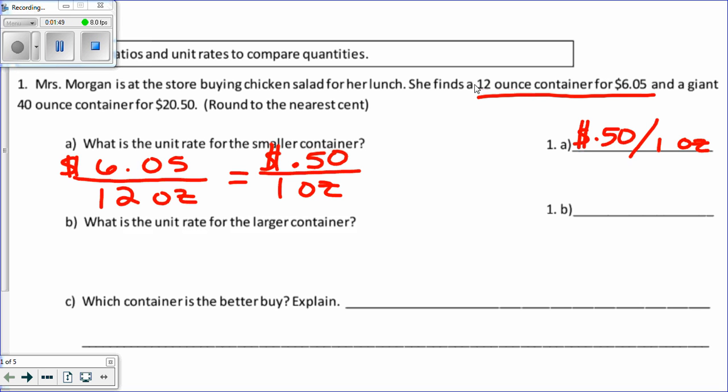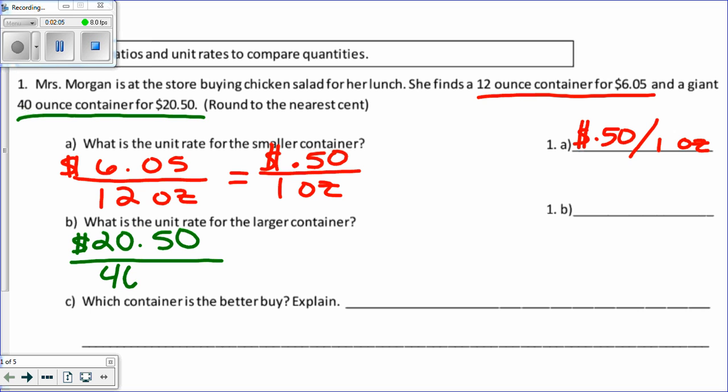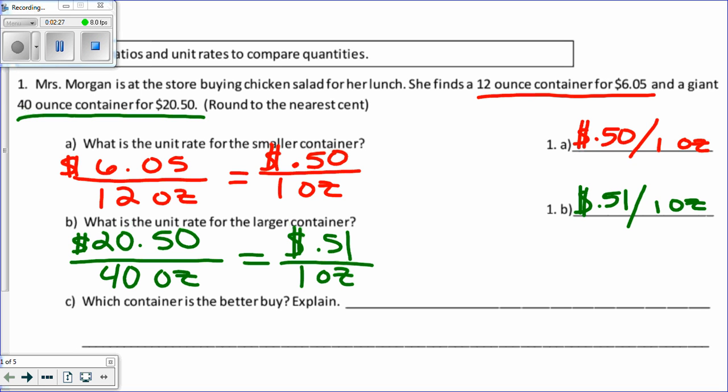All right, so B, we also have to find a unit rate, but now we're doing it for the large container. So we have the 40-ounce container that was $20.50. So we're going to come down here, do $20.50 all over 40 ounces. So do this division, and you get 51 cents per 1 ounce. So that's our answer. So 51 cents per 1 ounce for the large container.